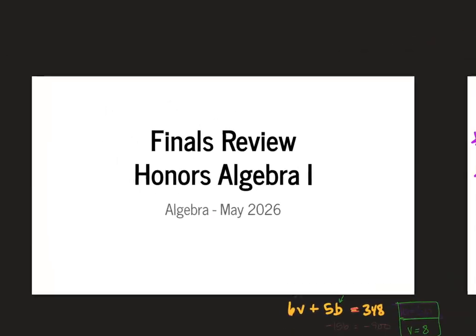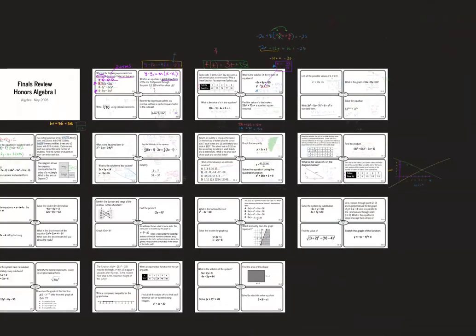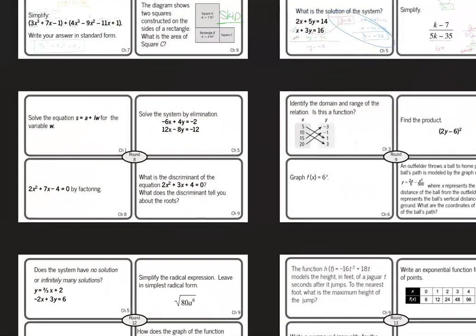Part 2 of finals review for Honors Algebra 1. We've done the first 7 pages, and now here are the next 7 pages.